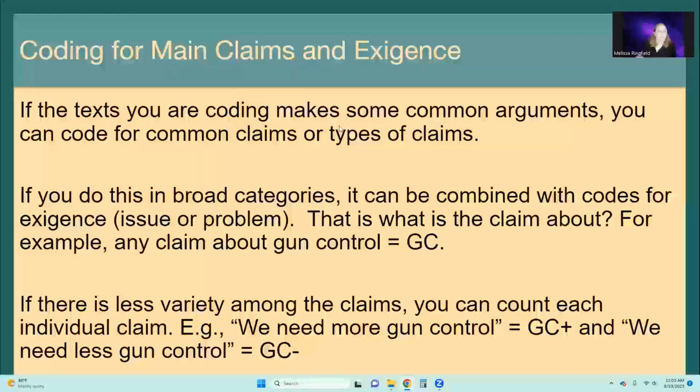If the text you're coding makes some common arguments, you can code for common claims or types of claims. If you do this in broad categories, it can be combined with codes for exigence, the issue or the problem. That is, what is the claim about? For example, any claim about gun control could be labeled gun control, GC. If there's less variety among the claims, you can count each individual claim. For example, we need more gun control could be coded as GC plus, and we need less gun control could be coded as GC minus.